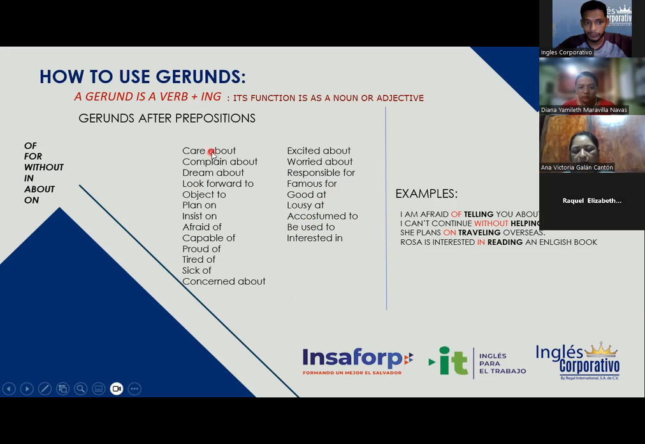Después de el about, como lo pueden ver acá, después de el to, en estas dos ocasiones, bueno, tres con las que están acá, se usa el gerundio. Después del on, acá se usa gerundio. Después del of también, about también, for, at, usamos los gerundios.